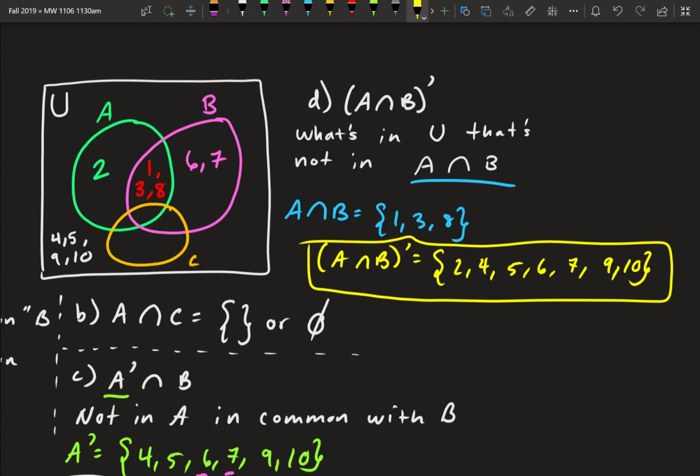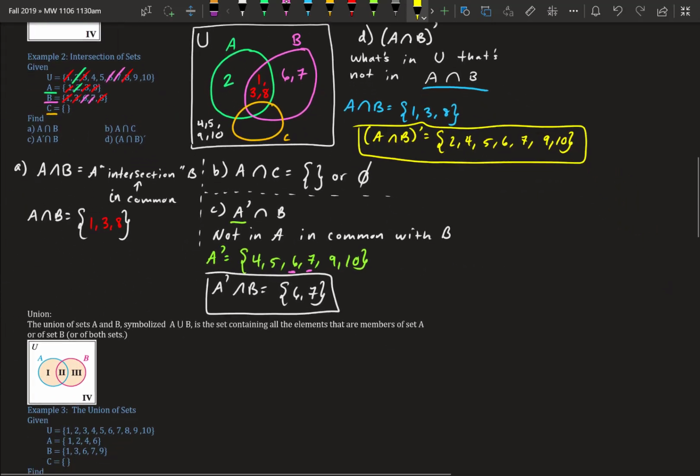So intersection, remember, that's what they have in common, intersection. Because if you're intersecting, that's where all the roads meet. That's where they all have in common, that intersection. All right, union.